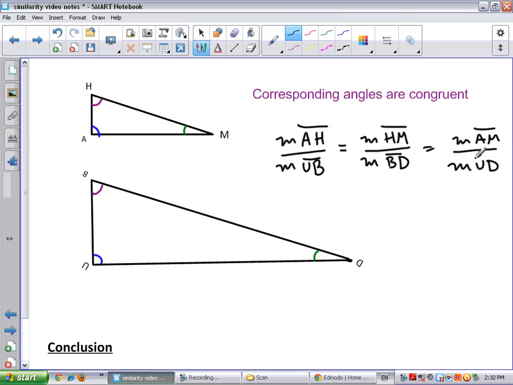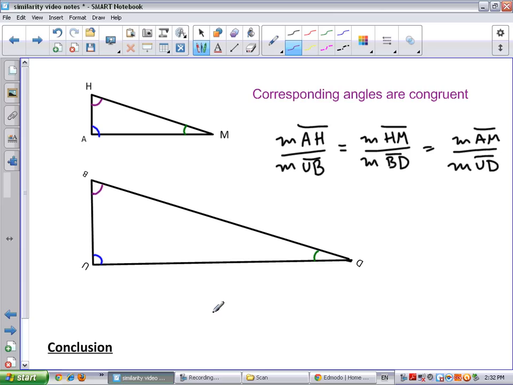UD. Now what's important to recognize here is that these ratios are set up such that the smaller triangle is on the top, or in the numerator, and the larger triangle is in the denominator, and that's consistent for each one of these. And really, we could have switched them. We could have had the larger triangle over the smaller triangle. As long as we maintain that consistency throughout these ratios, then we're going to be okay.